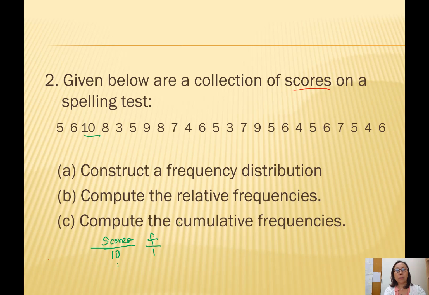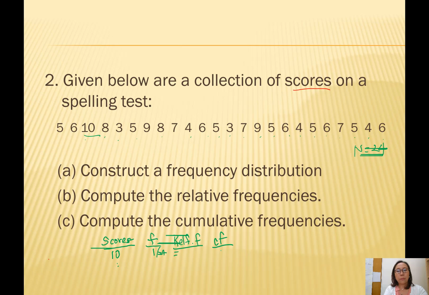And the question also asks for relative frequency and cumulative frequency. So relative frequency, if you remember, the calculation is frequency divided by n. In this case, let's count how many scores we have and what our n is. 1, 2, 3, 4, 5, 6, 7, 8, 9, 10, 11, 12, 13, 14, 15, 16, 17, 18, 19, 20, 21, 22, 23, 24. So n here is 24. So that's going to be divided by 24, and that should give us your relative frequency.